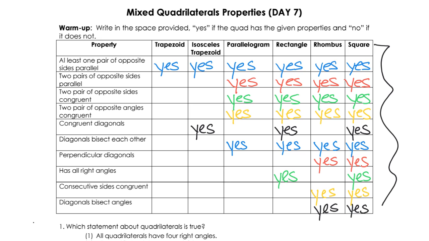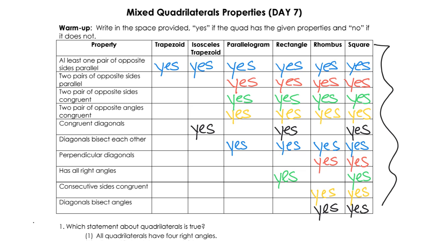Rhombus comes in a close second with only two of the properties missing. Okay. Rectangle comes in a close third. He has three of the properties missing. Parallelogram has a bunch of properties, but not as many as the square does. Okay? And notice the trapezoid and the isosceles trapezoid don't have very many properties at all.